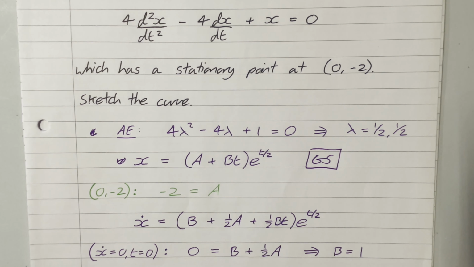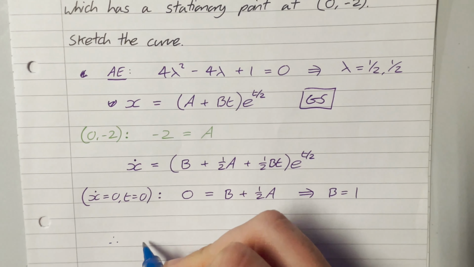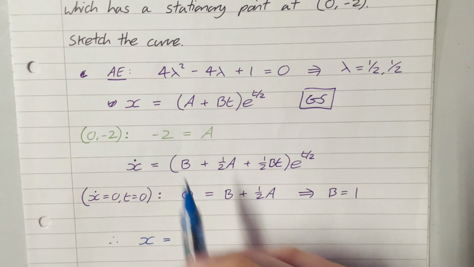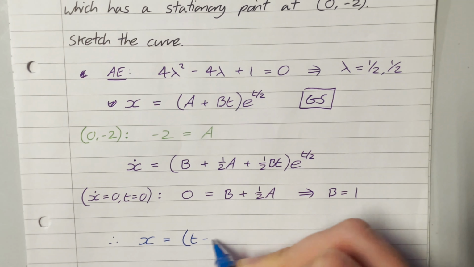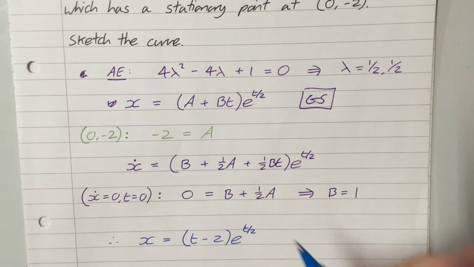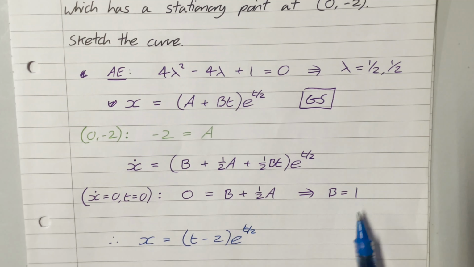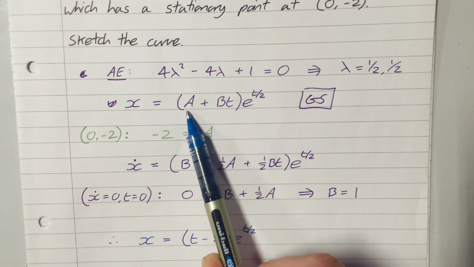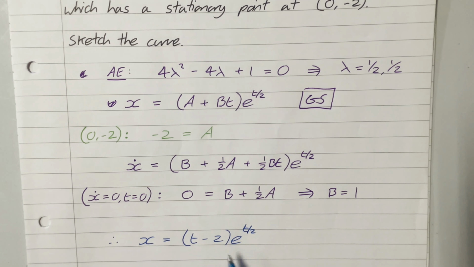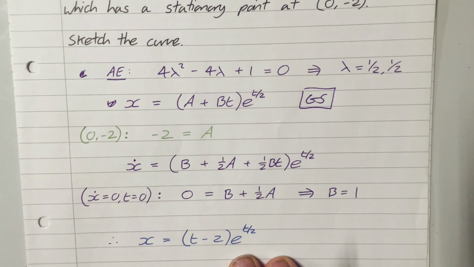So I can state my particular solution, which in this case is going to be x is equal to, I'm going to write it as t minus 2, e to the t on 2. Okay, so that's going to be -2 in there for a. b is 1, so I've got -2 plus t. But to save me writing an extra plus sign, I swap them around. And then that's e to the t on 2. Okay, so that's my particular solution.